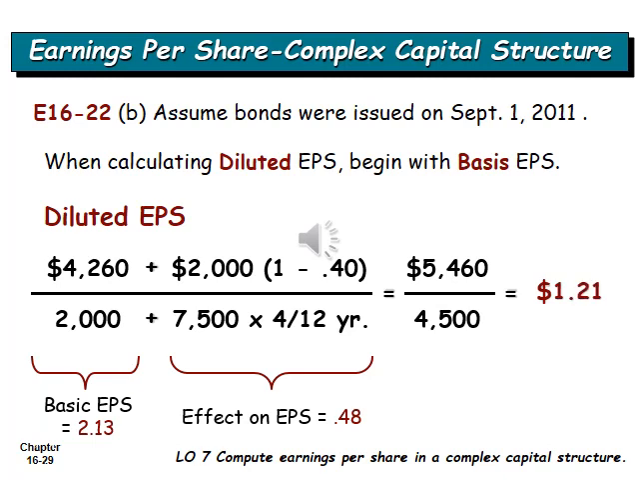Now the diluted earning per share will be, as we calculated before in requirement number 1, the net income, 4,260. We will add the interest expense, plus 2,000 times 1 minus 0.4, and we will add the number of shares issued from September 1st, which will be 7,500 times 4 over 12. So the diluted earning per share will be 1.21.